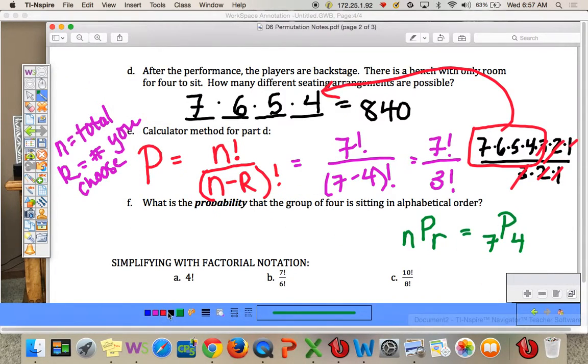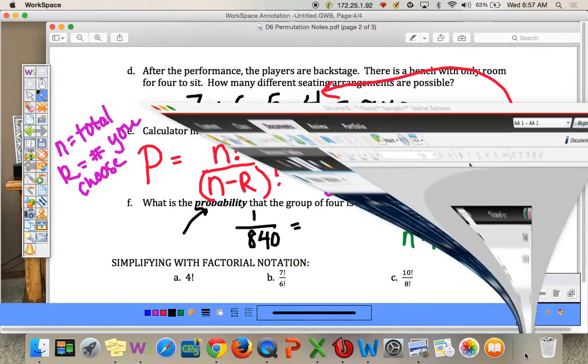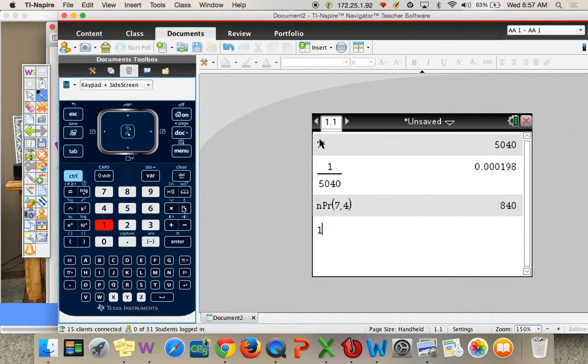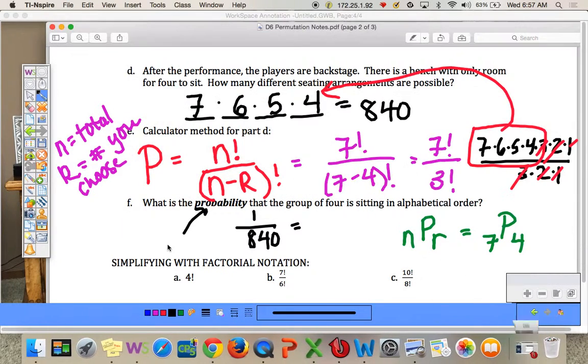Now the next question is, what's the probability that the group of 4 sitting are in alphabetical order? Again, there's one way to put them in alphabetical order, over 840. So if we divide that out, let's double check. 1 divided by 840 is about 0.119%.